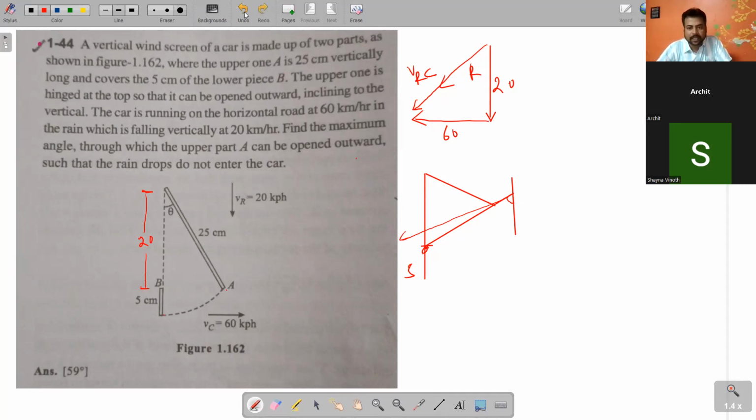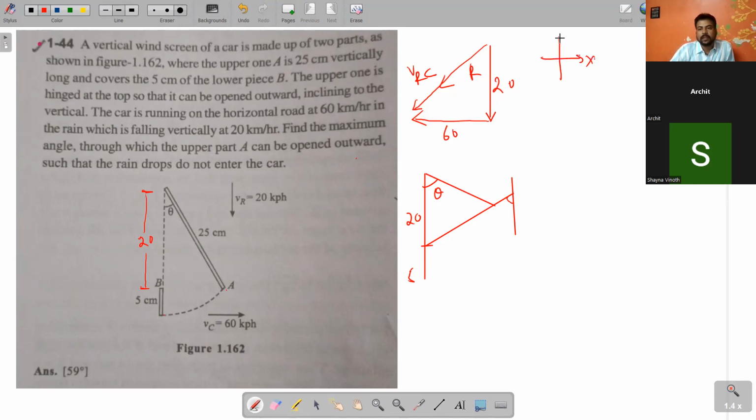So for that, this should be the diagram. This is 20, this is 5. Suppose this is angle theta, and this is the maximum value, right? And you have to find this angle theta. How will you find that?